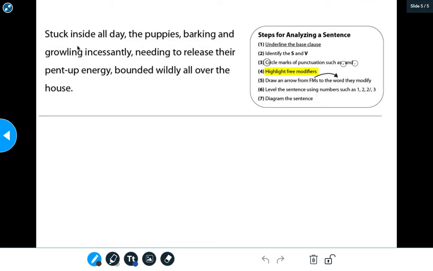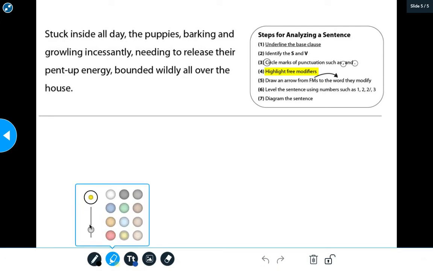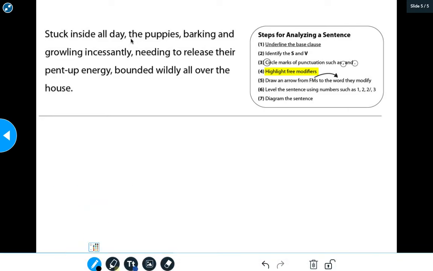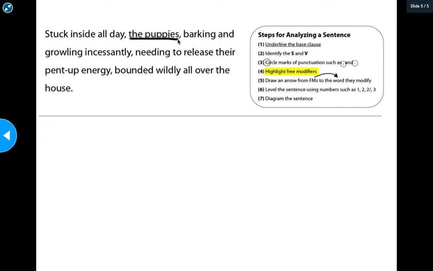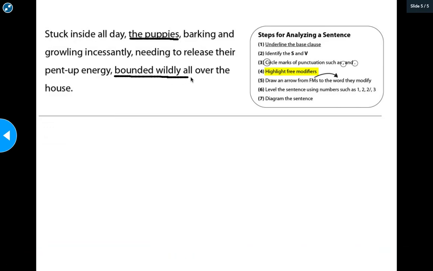Here's another one. Stuck inside all day, the puppies, barking and growling incessantly, needing to release their pent-up energy, bounded wildly all over the house. This one actually has, I don't know if you can hear it. Sometimes you can hear the subject and you can hear the verb. I try to emphasize them when I'm reading. Maybe you heard it, maybe you didn't. But if you did, you probably realize somebody does something or something does something in a base clause, typically. You know, what do the puppies do? They bounded wildly all over the house.